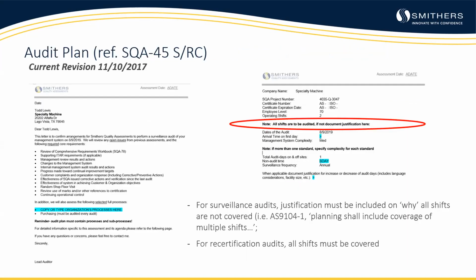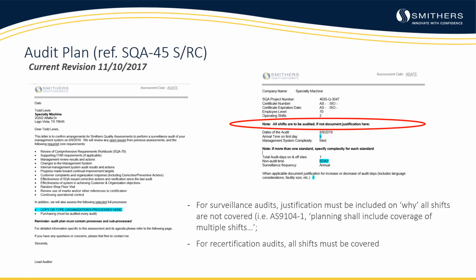Now moving on to the audit plan, and this is the SQA 45, current revision November 10th, 2017. A couple of items we need to tighten up on this. One of the sections that we quite frequently see not filled out within the audit plan is under the note section involving all shifts are to be audited.